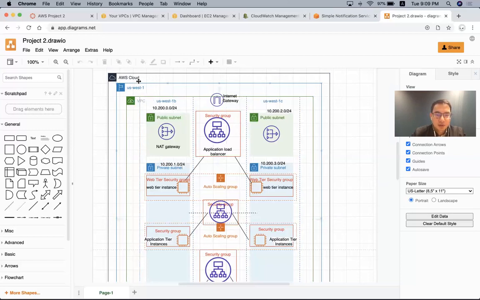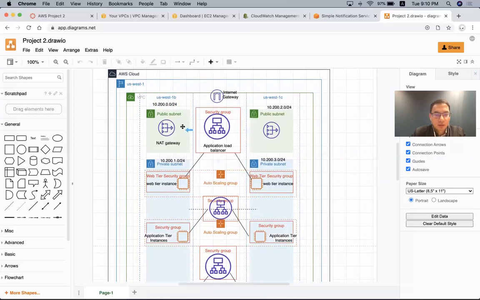Inside the region, we have two availability zones, US West 1B and US West 1C. In each availability zone, we have a public subnet and a private subnet. The public subnet has direct access to the internet gateway, and the private subnet is going to use the NAT gateway to access the internet. The two public subnets have the same route table, but each private subnet has its own route table to route to the NAT gateway, so that if anything happens to one zone, the other zone can still work. So it shows the high availability of this system.